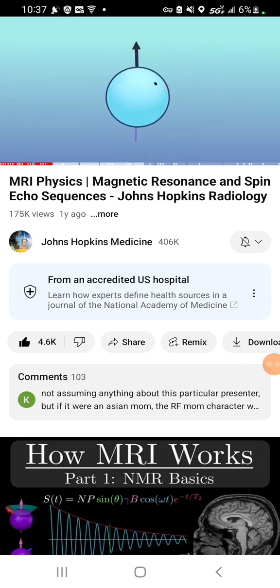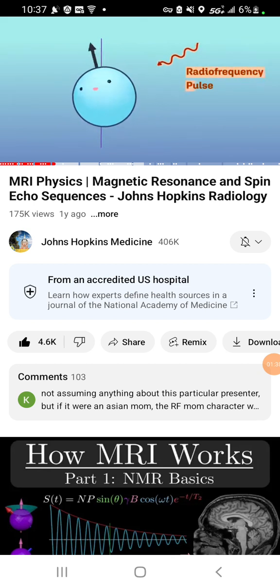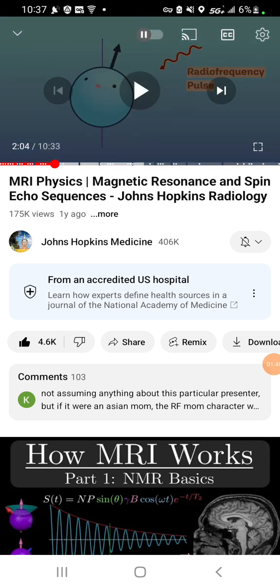With the protons aligned with the main magnetic field, we can influence them using externally applied radio frequency or RF pulses.